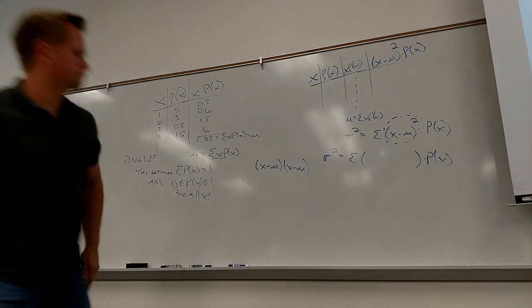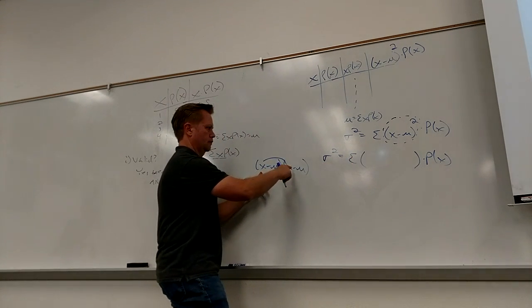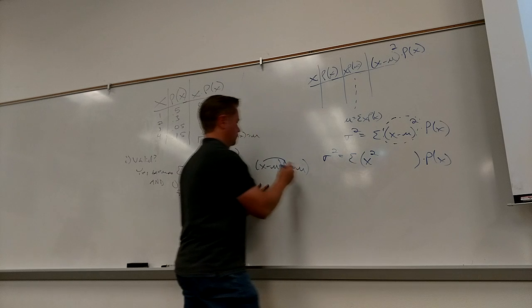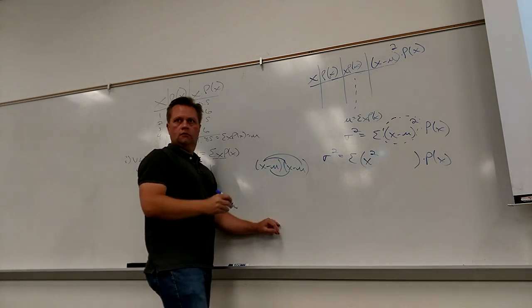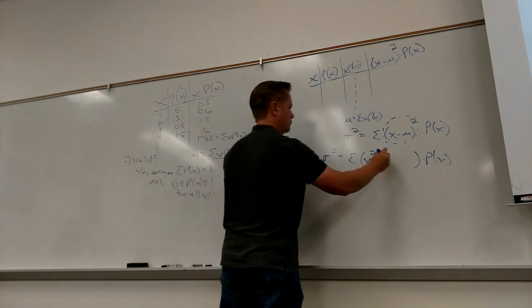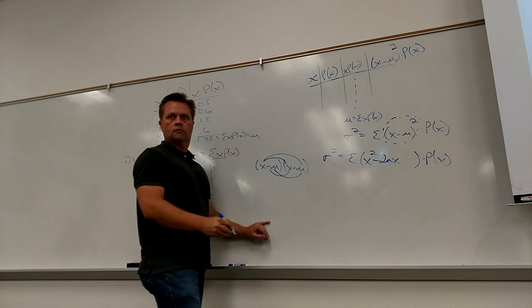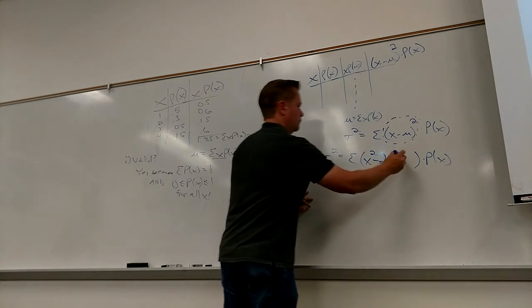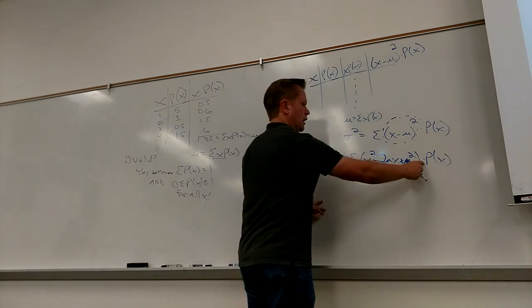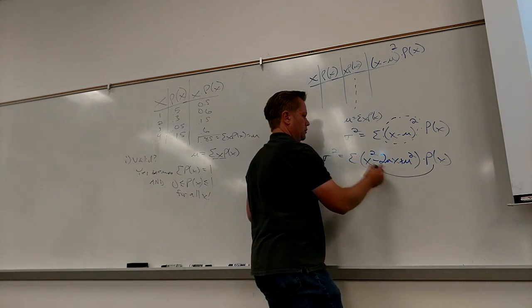What do you guys get? X squared minus 2 mu x. I like it. Plus mu squared times p of x, right? And do you see how that p of x would distribute?